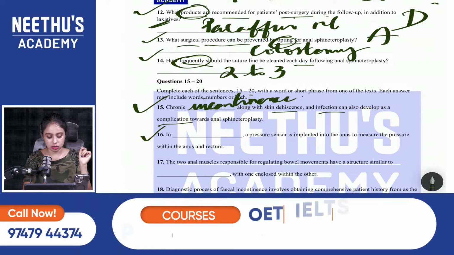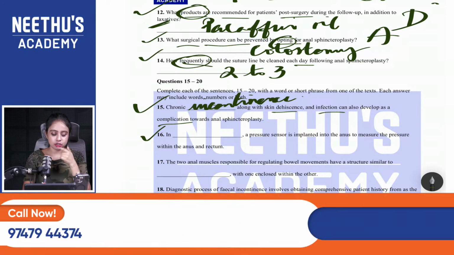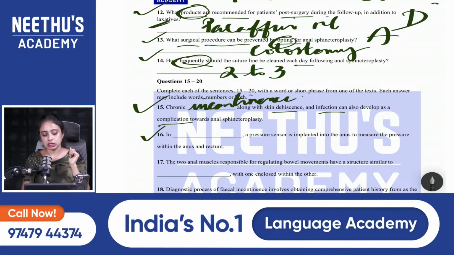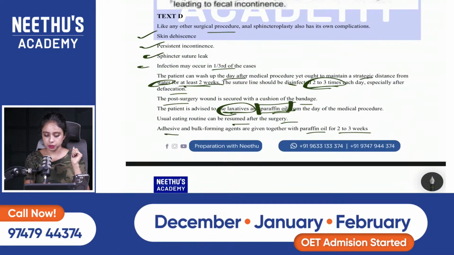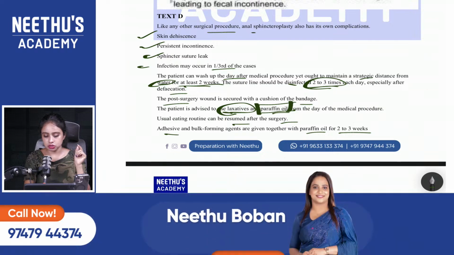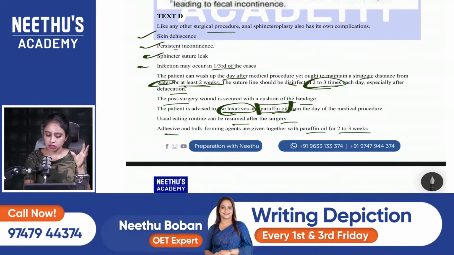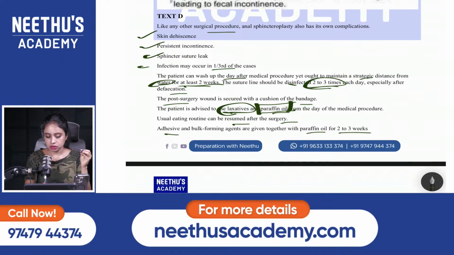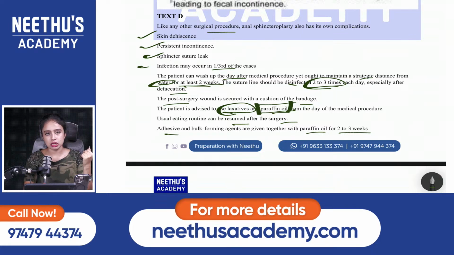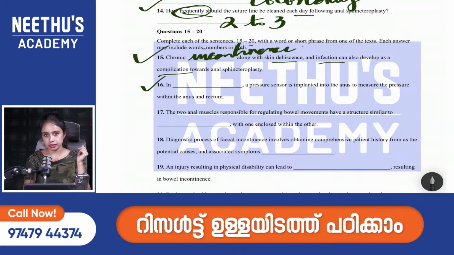Yes, Billa. Yes, Anu, right answer. So where is it mentioned? Incontinence. C or D? Yes, that is mentioned in text D, because in text D we have some complications mentioned here. Like any other surgical procedure, anal sphincteroplasty also has its own complications: skin dehiscence, then persistent incontinence, then sphincter suture leak, infection. So the answer is incontinence. Okay, persistent, chronic. So that is the right answer.